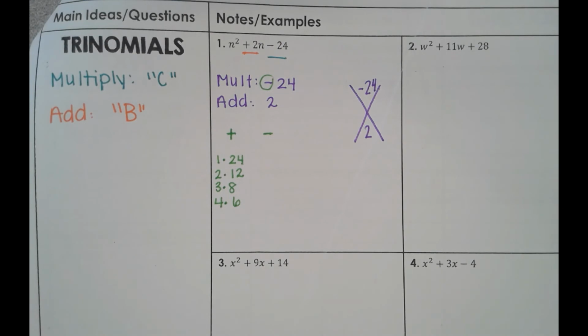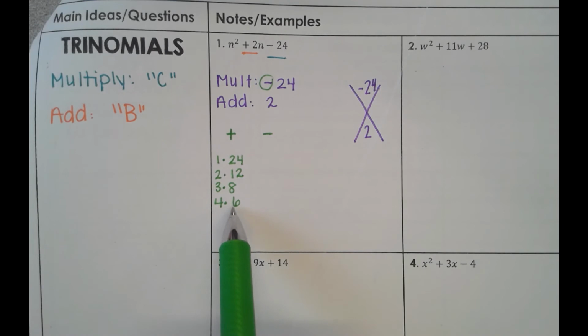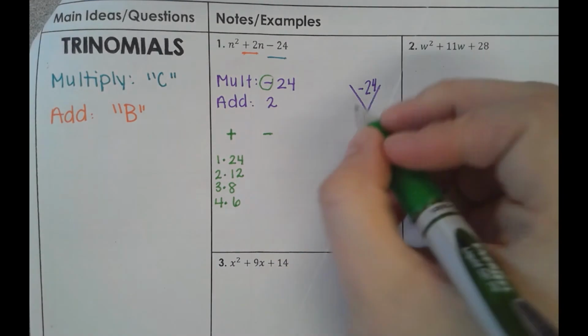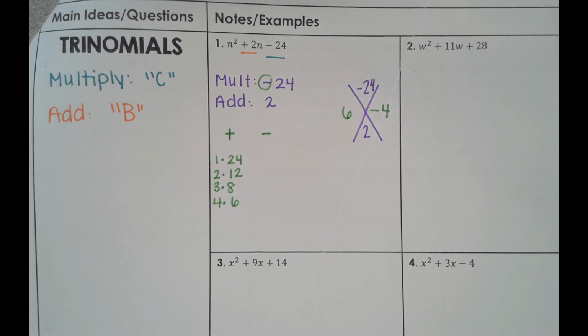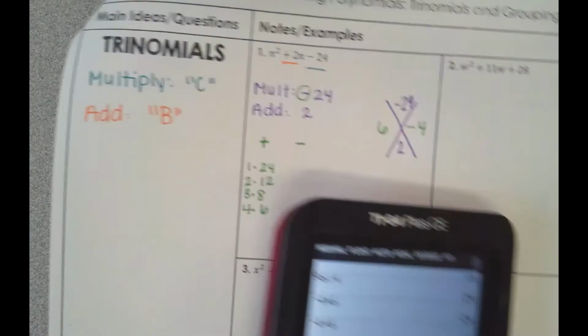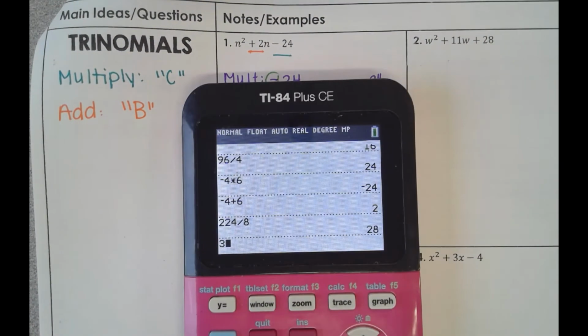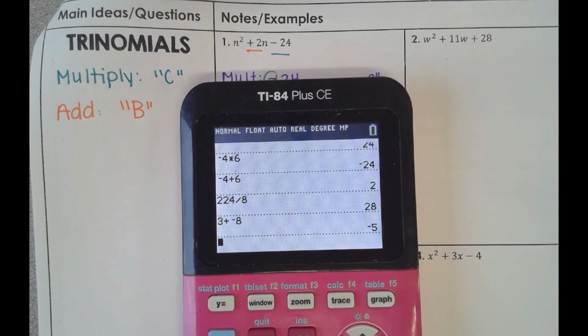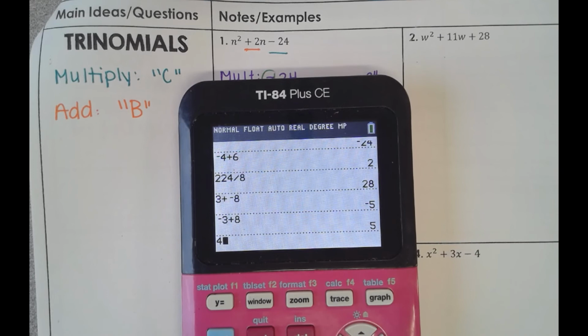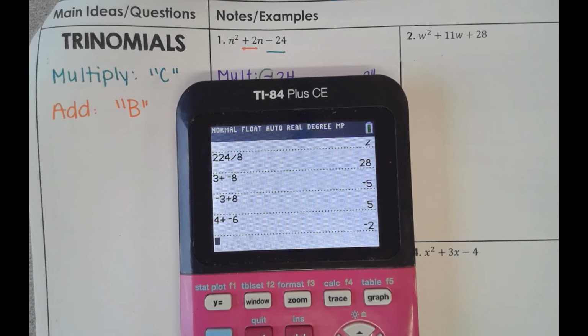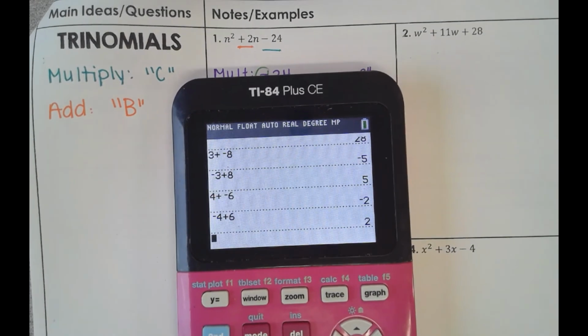Does anybody know what those numbers are going to be? A positive 6 and negative 4. That is correct. If you're not sure, in your calculator, you can do, okay, maybe it's 3 and 8. 3 plus negative 8. No. Negative 3 plus 8. No. 4 plus negative 6. No. Negative 4 plus 6. Oh, there's my 2.